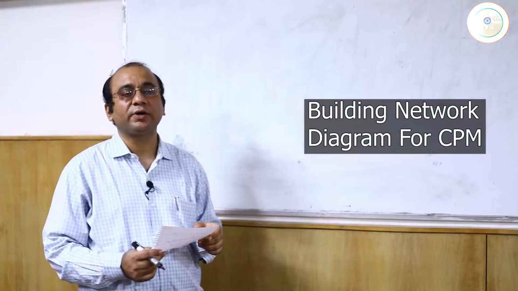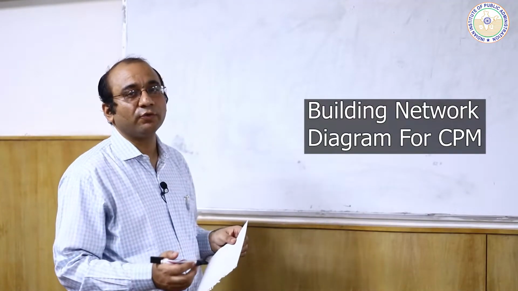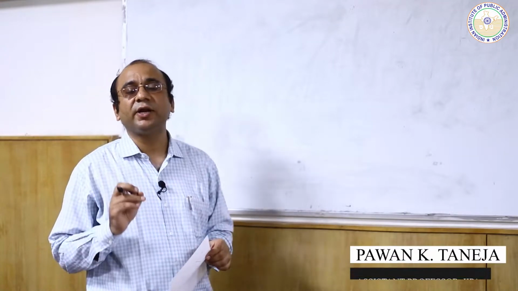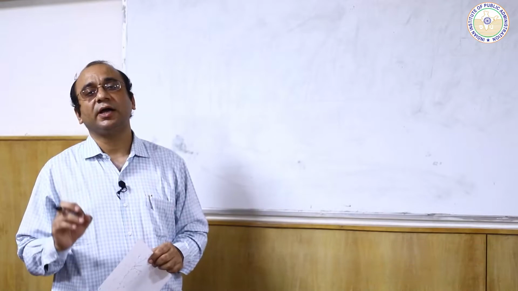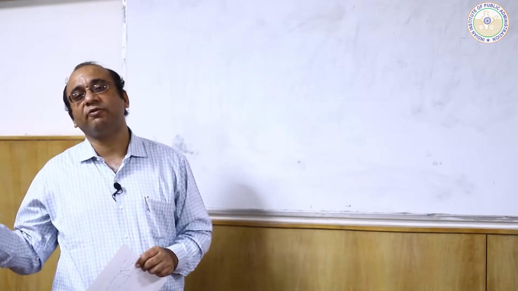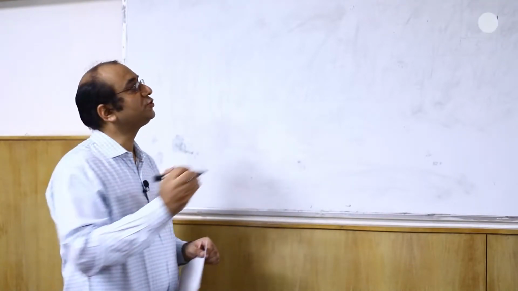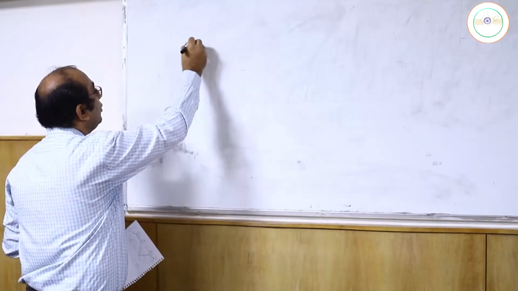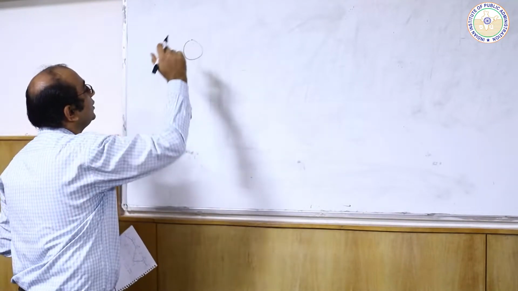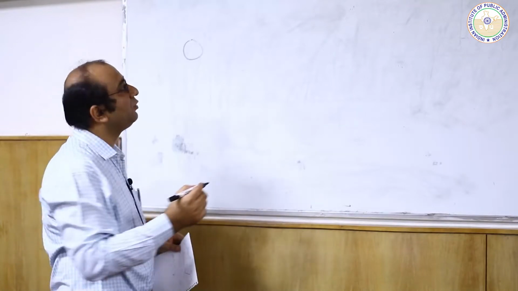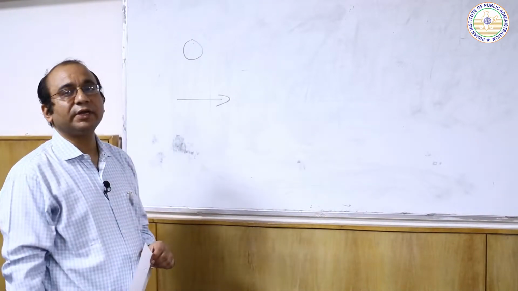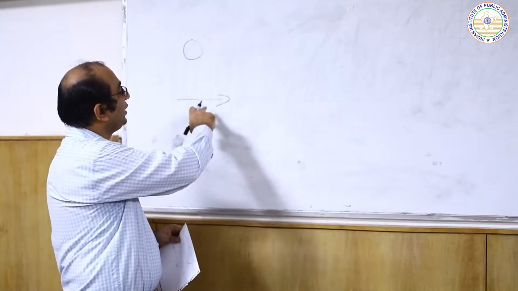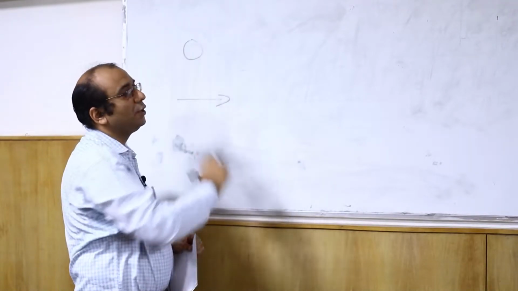I am going to build the network diagram on the basis of given information. Every network diagram which we are going to construct will have a starting node and an end node. Nodes are represented by a circle, and an activity we define with the help of an arrow. So, this is the way we represent activity, and this is the way we represent the node.